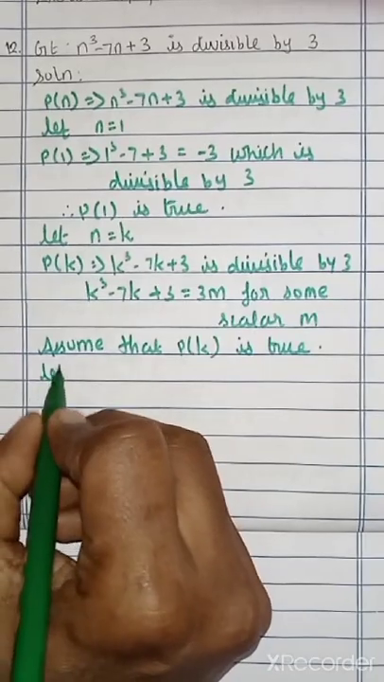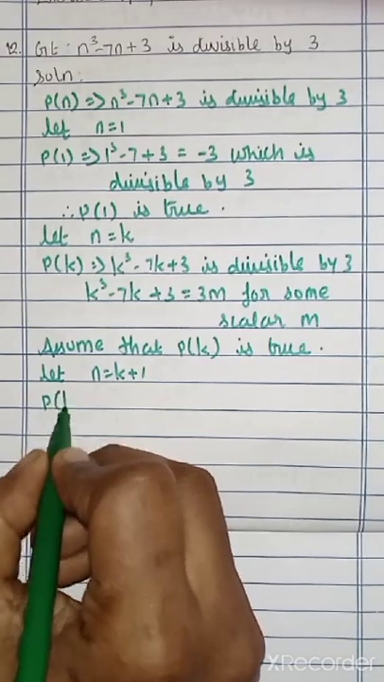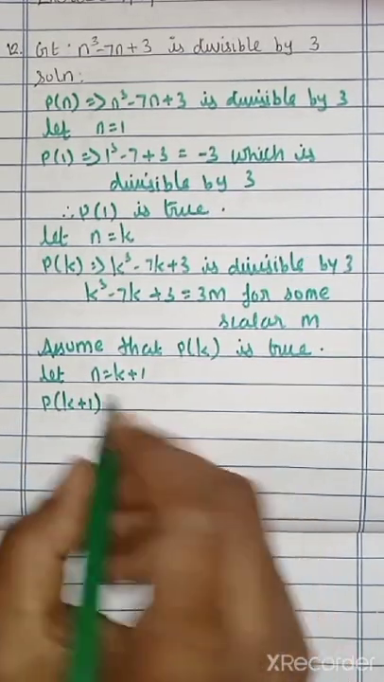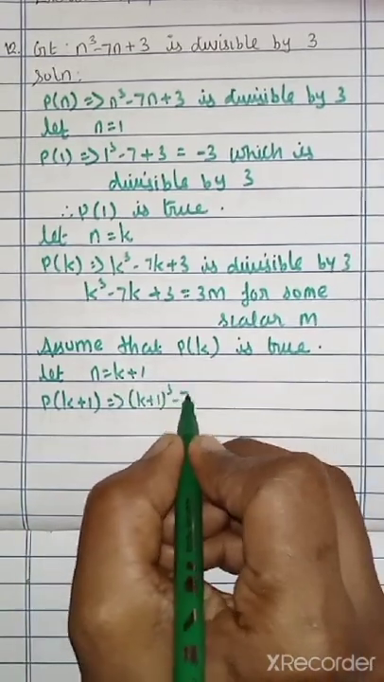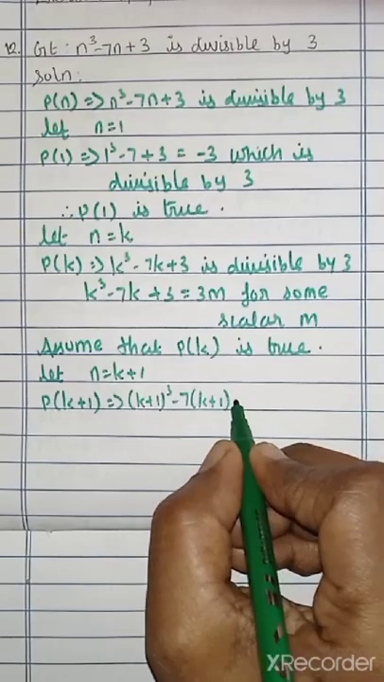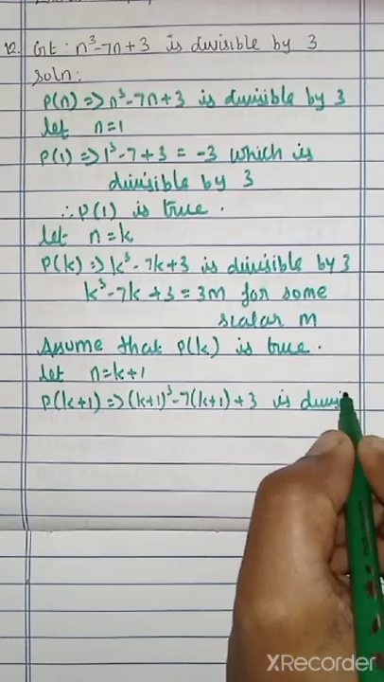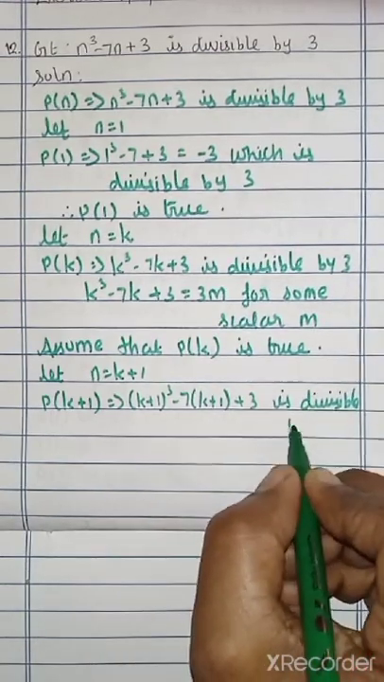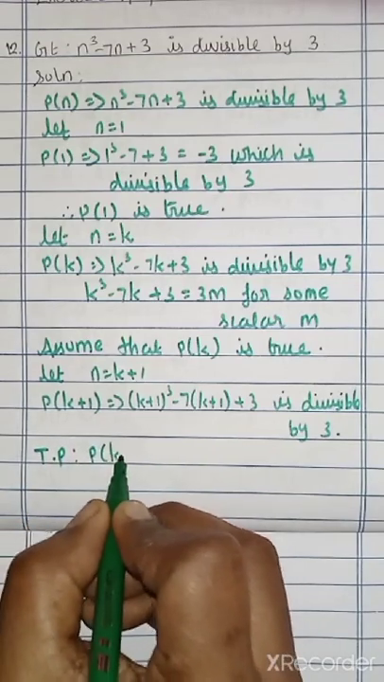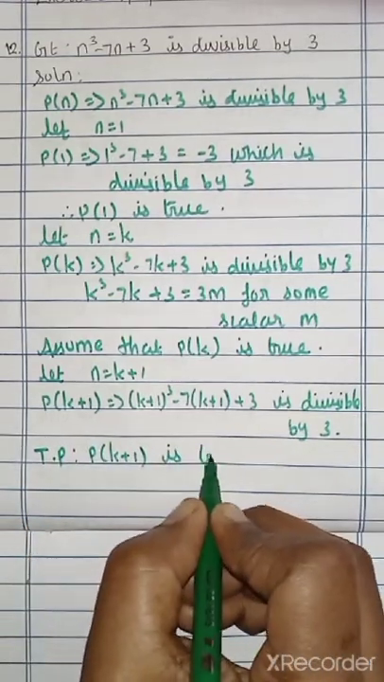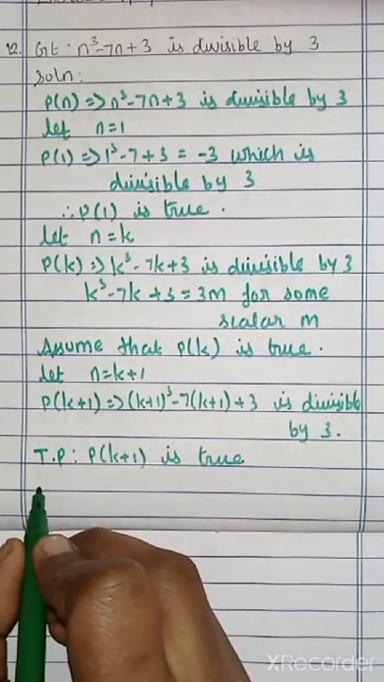And what is the last step? Let n equal to k plus 1. So P of k plus 1 implies k plus 1 the whole cube minus 7 into k plus 1 plus 3 is divisible by 3. And what we want to prove is that P of k plus 1 is true. Correct?